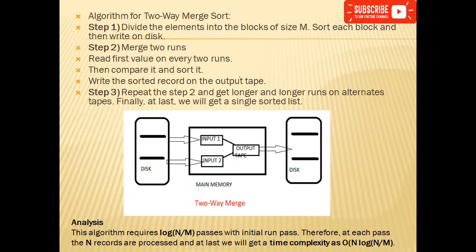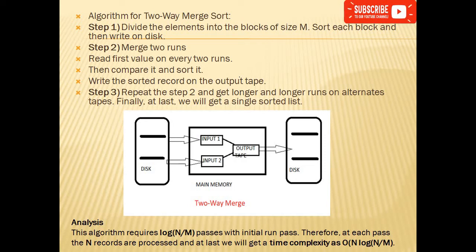Now the algorithm for two-way merge sort. The simple thing is the same as what we discussed in previous slides. Step 1 is to divide the elements into blocks of size m, sort each block, and then write it to disk. Step 2 is to merge 2 runs. Whatever files we have, we'll merge them.